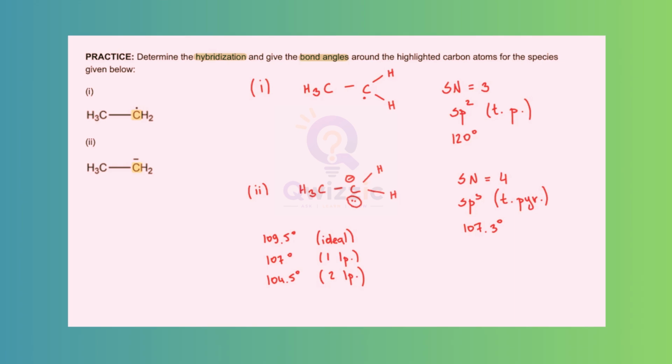Let's label our answers. For the first part, hybridization would be sp2, and the bond angle would be about 120 degrees. For the second example, hybridization would be sp3, and the bond angle would be around 107.3 degrees. It's perfectly fine to use 107, right? Because we can just approximate it. And that would be it.